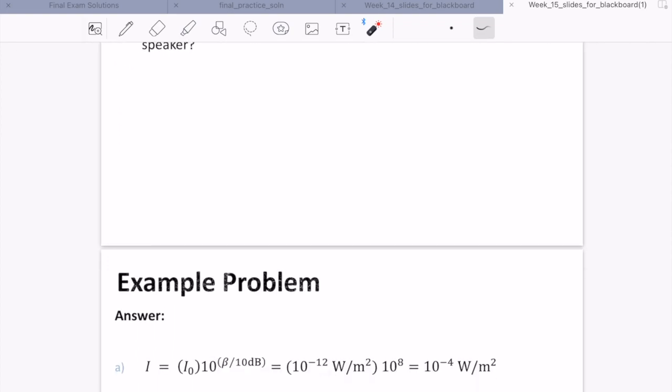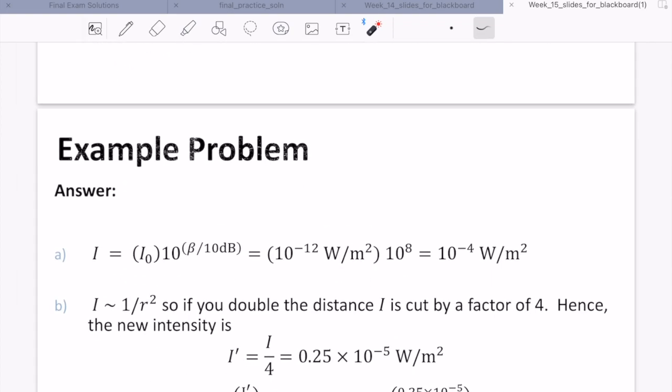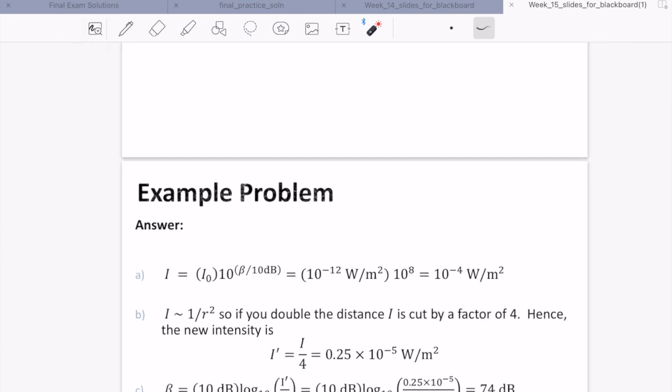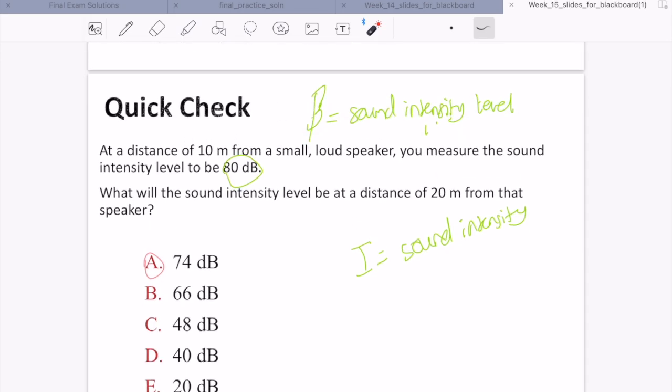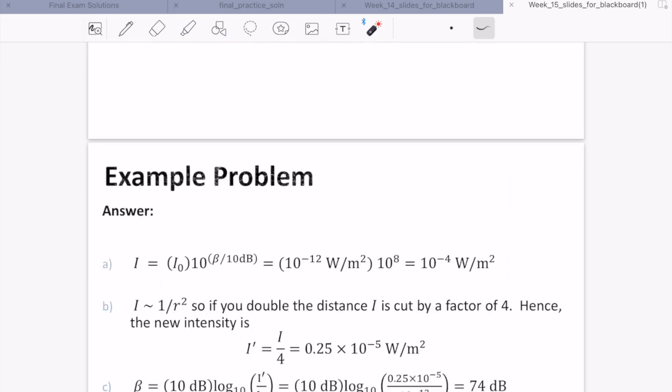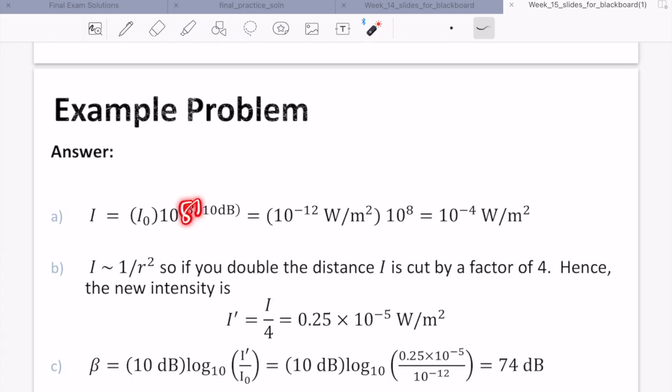So for the intensity at the 10 meter distance, you take the intensity equals the threshold of hearing times 10 raised to the sound intensity level divided by 10 decibels, right? Our intensity level initially was 80 decibels. So we take that 80 divided by 10, that gives us 10 to the 8th, and then multiply by the threshold of hearing, that gives us our intensity at 10 meters, right?